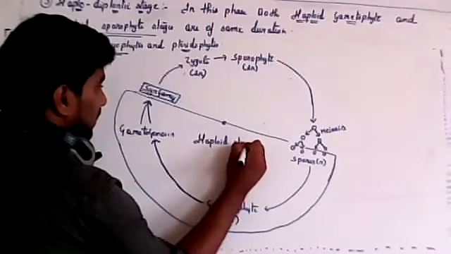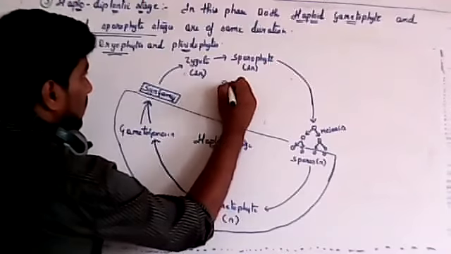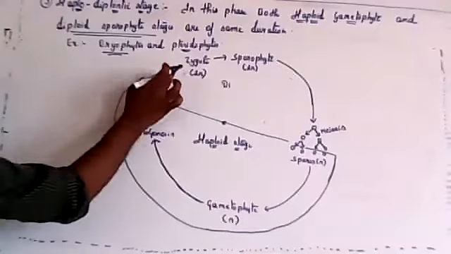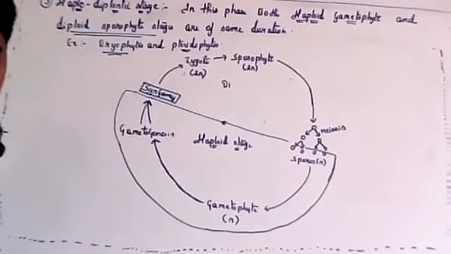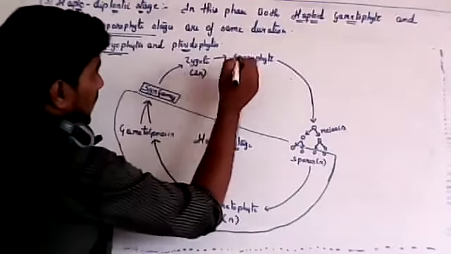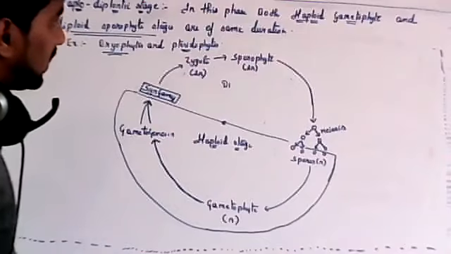So both are of equal duration, the haploid stage as well as the diploid stage. Above, after gametogenesis, syngamy, fusion of male and female gametes, will take place. The zygote is diploid, the sporophyte is diploid.